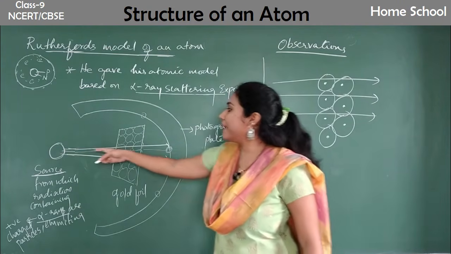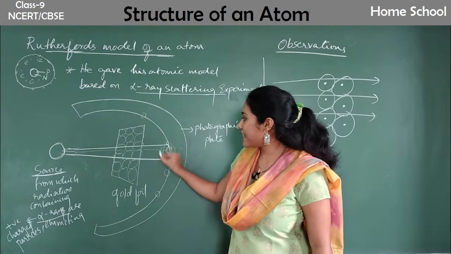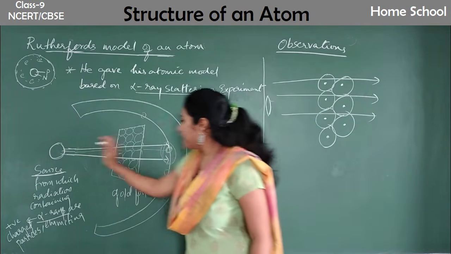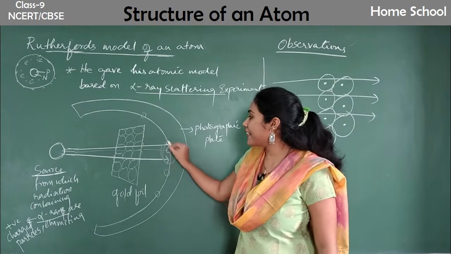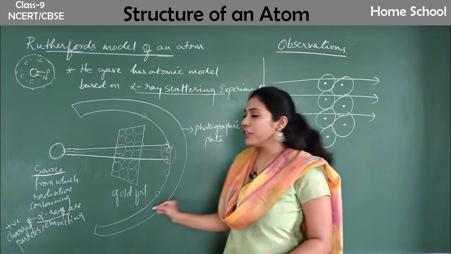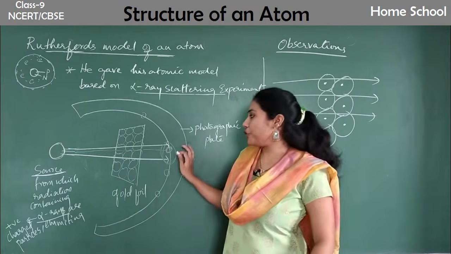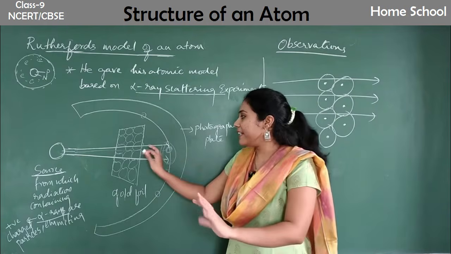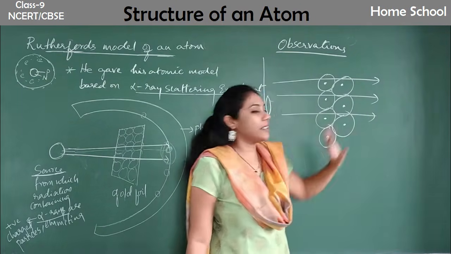How did he know that they passed in a straight line? Because in exactly the position which is straight from the source, he observed a certain glow. So that's how he could say that most of the radiations passed through the gold atoms. They did not get interrupted anywhere. They passed through the gold atoms.